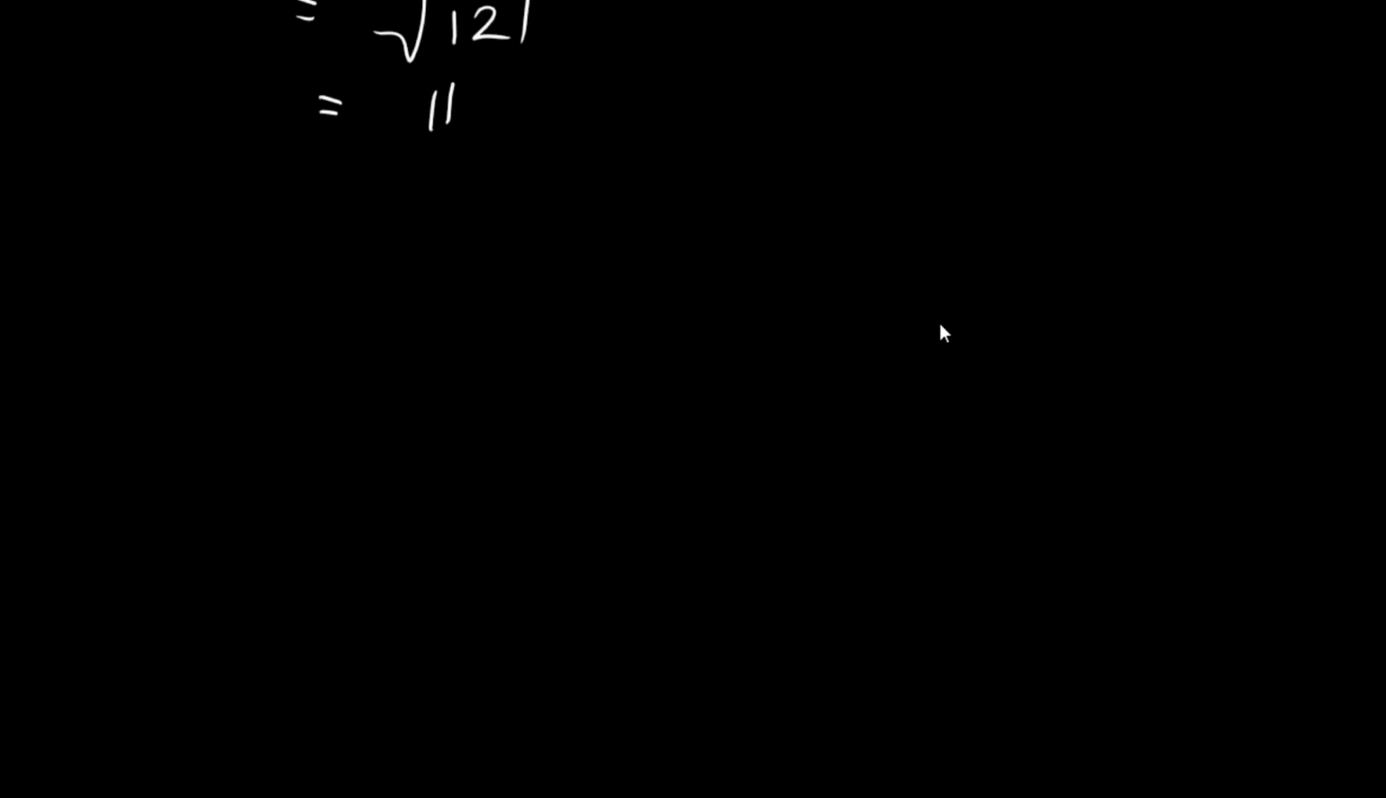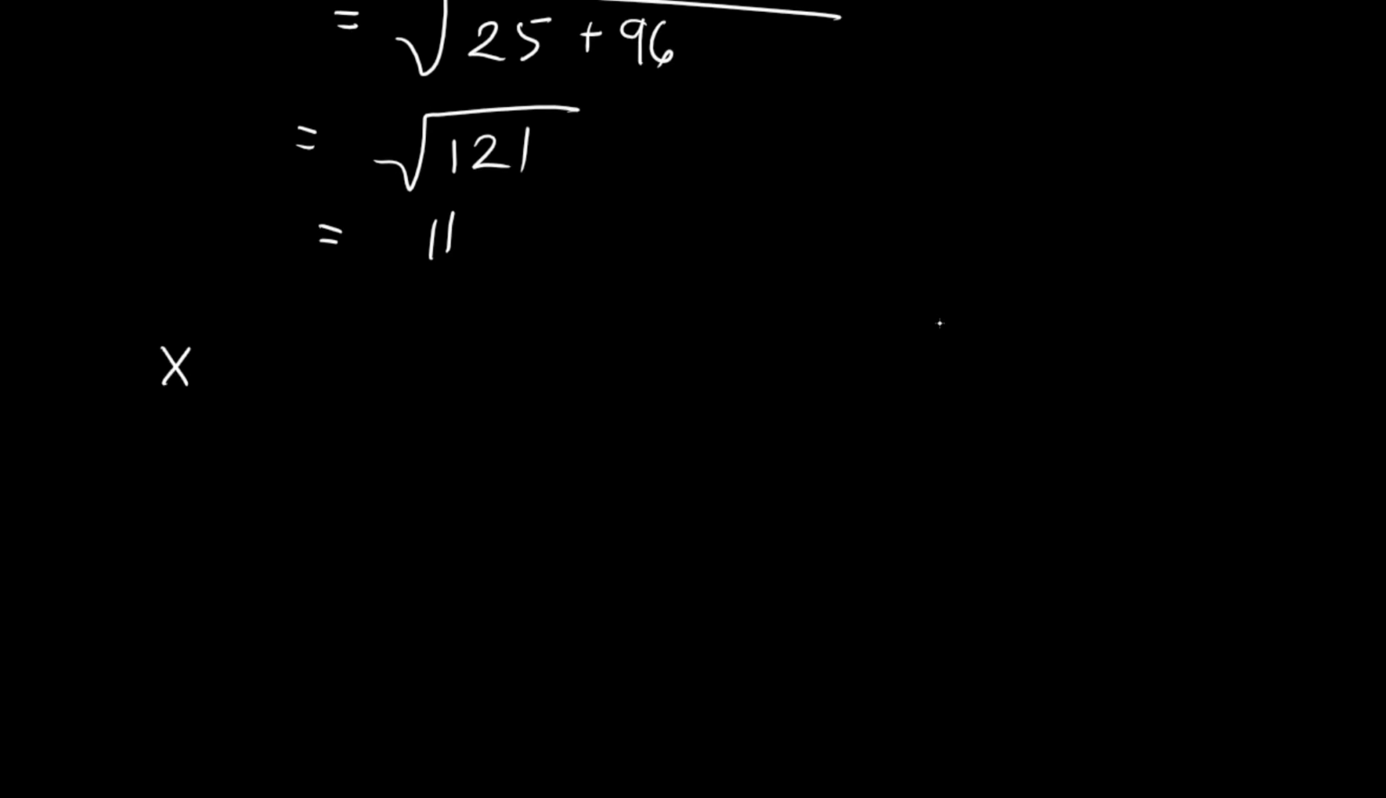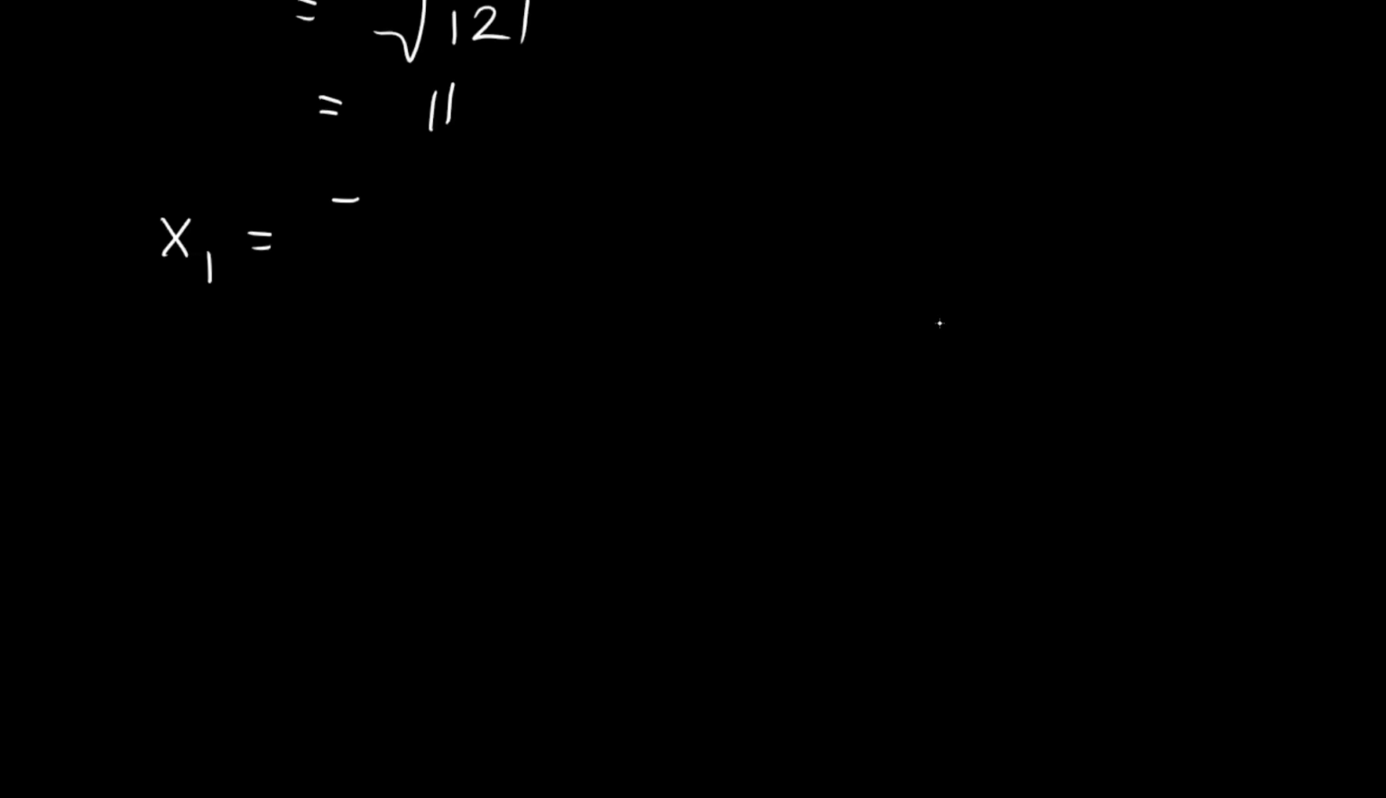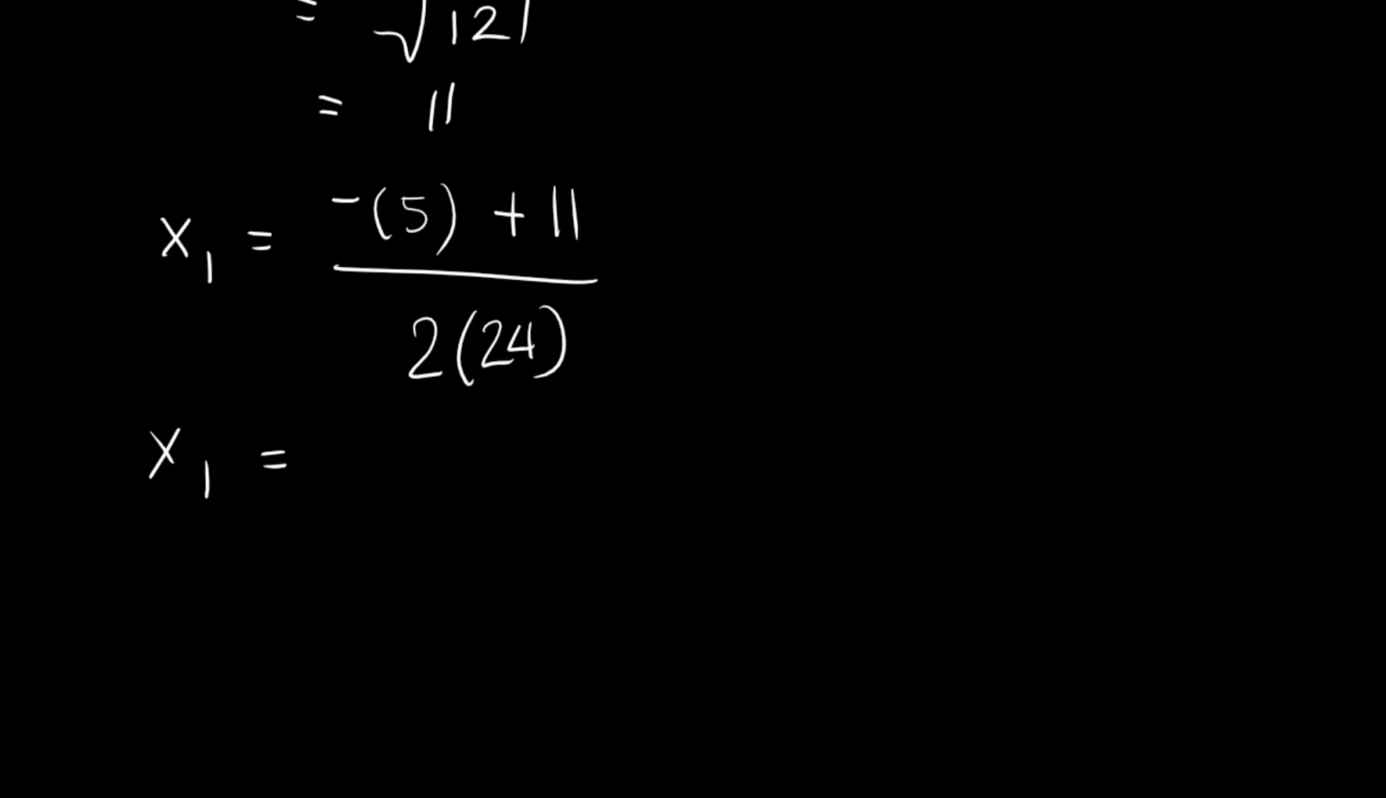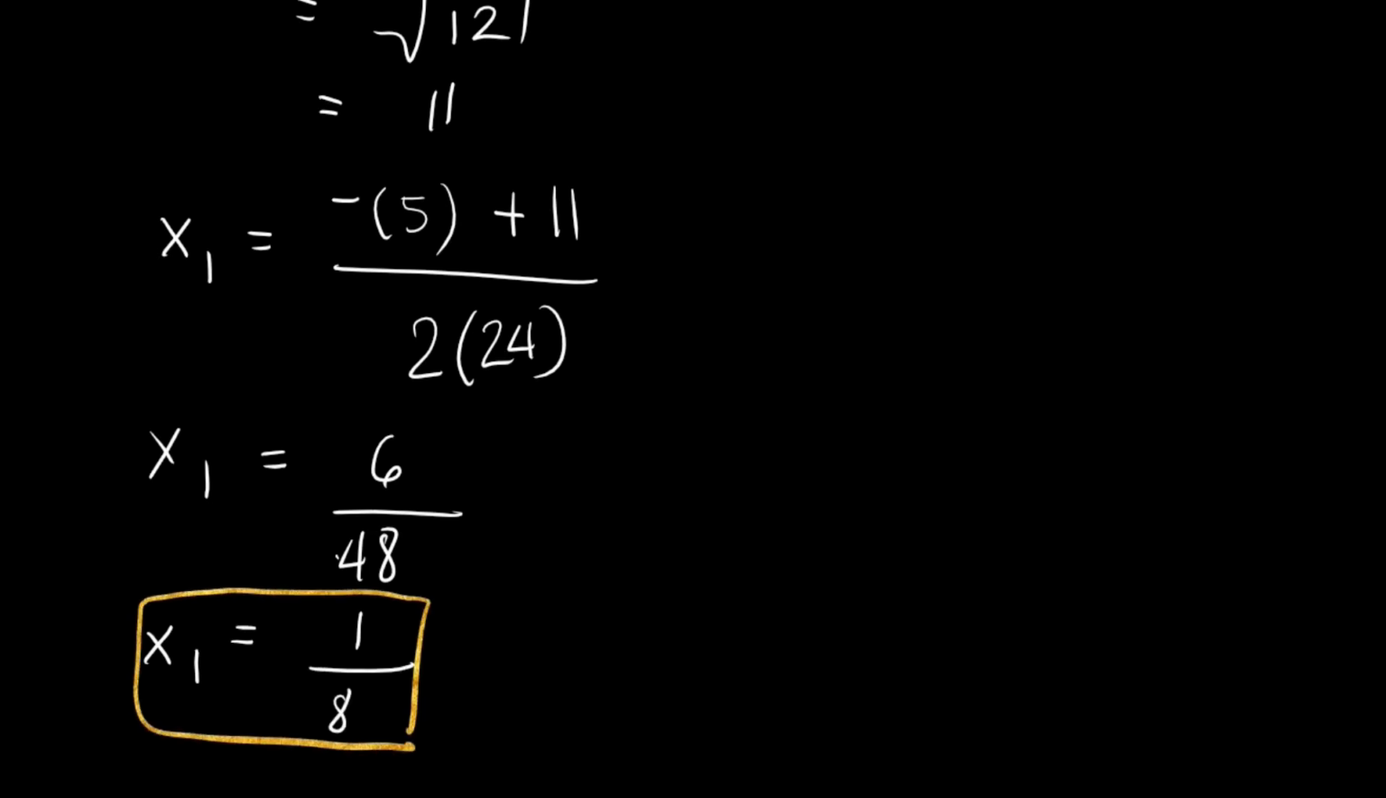Hanapin na natin yung values ni x. So, x sub 1 is equal to negative, ano yung b mo? Negative of 5 plus 11 all over 2, and your a is 24. So, your x sub 1 will be equal to negative 5 plus 11, it is equal to 6 over 48. Then, simplify natin. Your x sub 1 will be equal to 1 all over 8. So, your x sub 1 is 1 over 8.